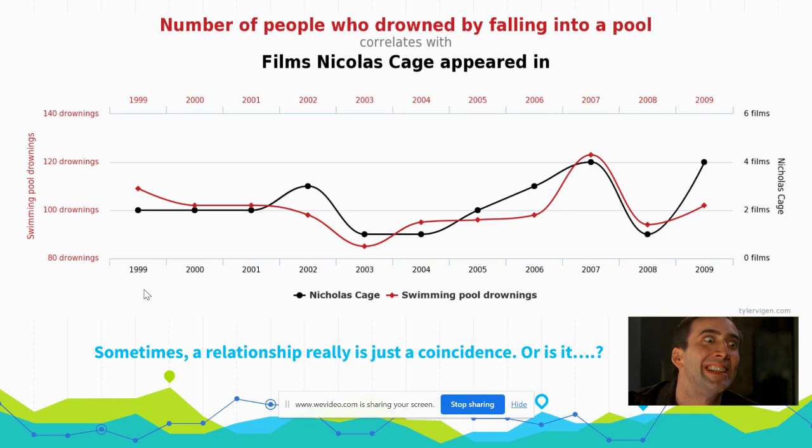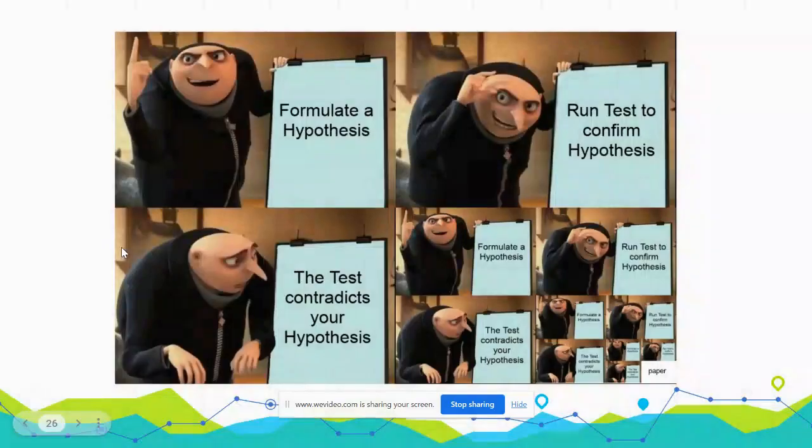And that's just one way in which a correlation is used to make a pretty big decision. All right, the last thing I want to talk about with quantitative methods is the research process, right? Where you formulate a hypothesis, you run the test to confirm it, maybe it contradicts your hypothesis, and then you're back to the drawing board again and again and again.